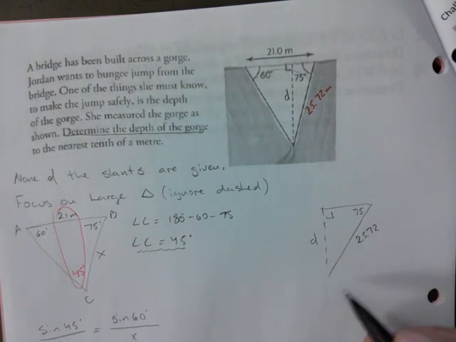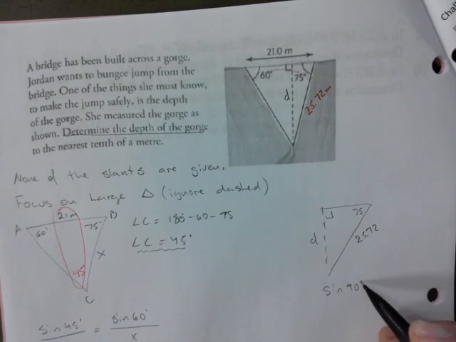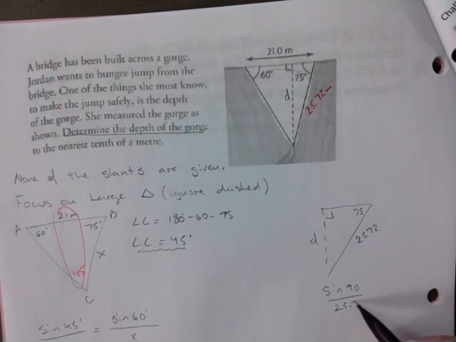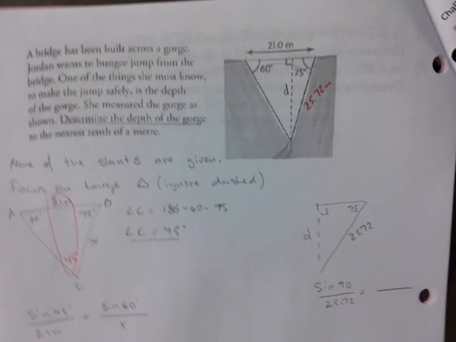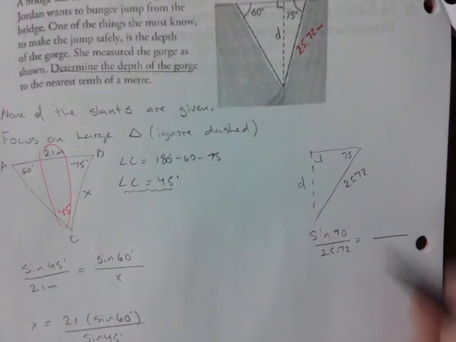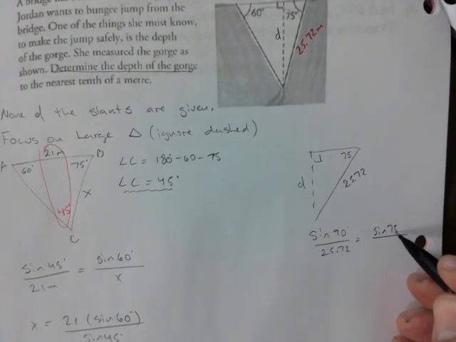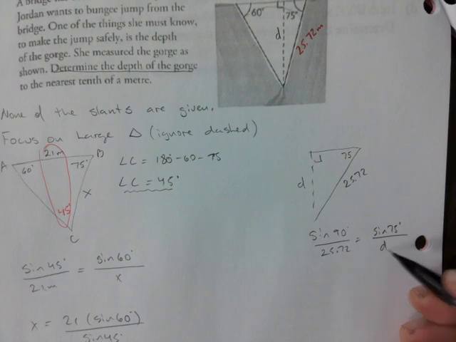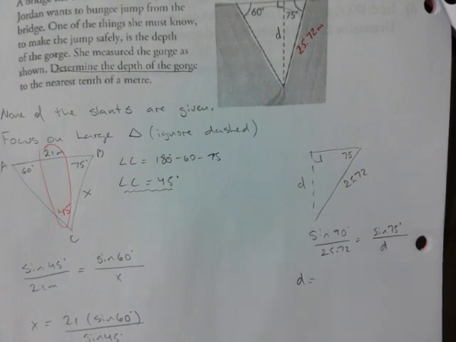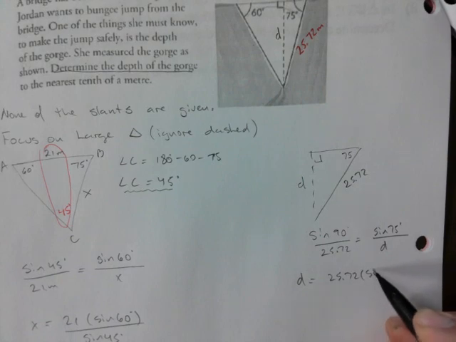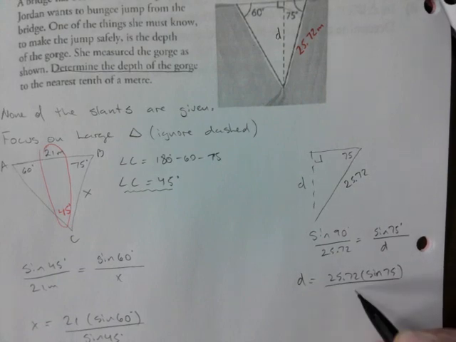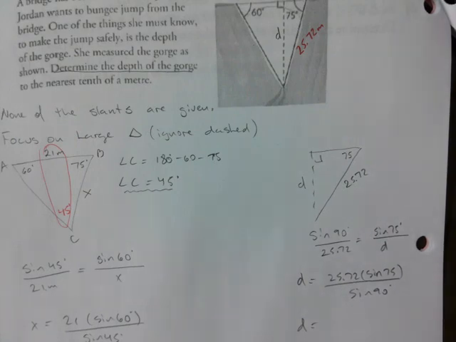So sine of 90 over 2572 is equal to sine of 75 over D. And that would be 2572 times sine of 75 divided by sine of 90, which is irrelevant, but we don't want to forget about that step.